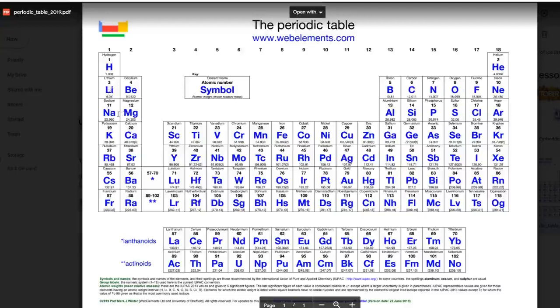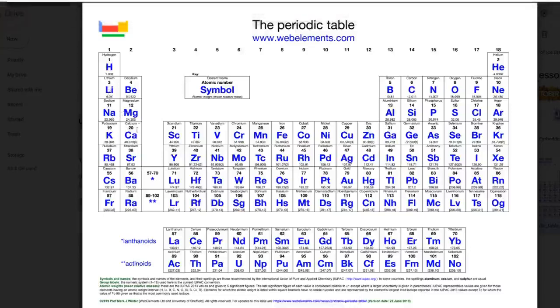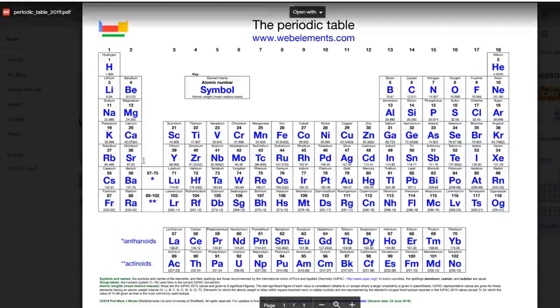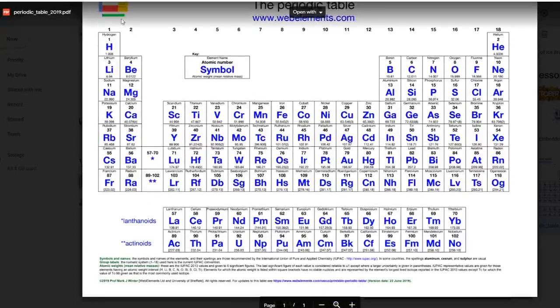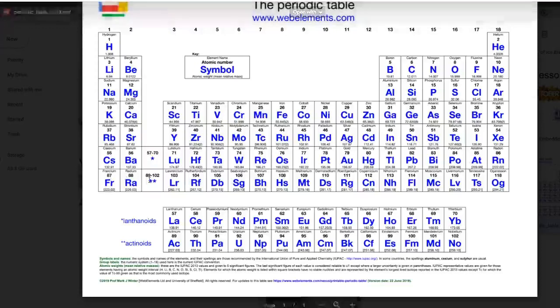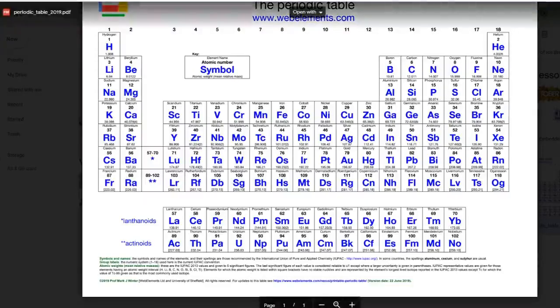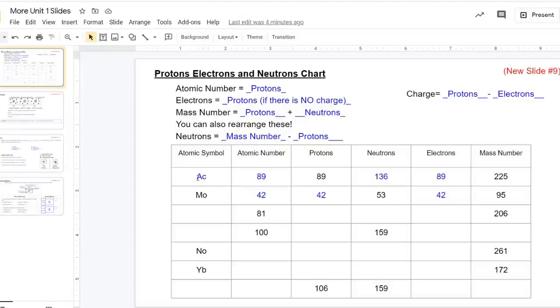It's not between 3 and 11. It's not between 11 and 19. It's not between 19 and 37. It's not between 37 and 55. It's not between 55 and 57. So instead of looking at that whole table, I know to go immediately and not start looking across until I get to 87. So 87, 88, 89 is down here. It's AC. So AC was my atomic symbol.